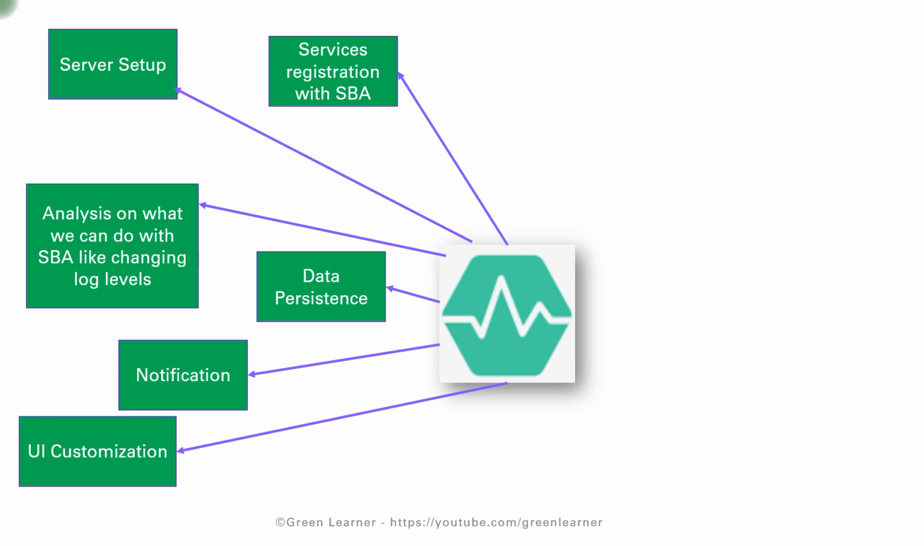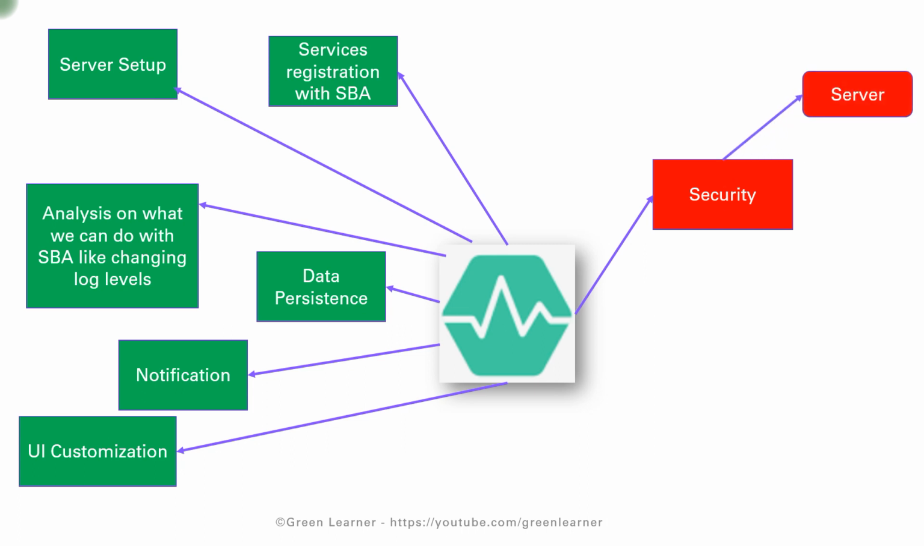But there is still one important thing pending, that is security. This Spring Boot admin server has lots of sensitive information and we do not want to expose it to the public. We want only authorized users to be allowed to see it. So under security we also have two parts. First is security of the server itself, so that no one is able to access it if he or she doesn't have access. And the second is the clients that are getting registered with the Spring Boot admin server itself.